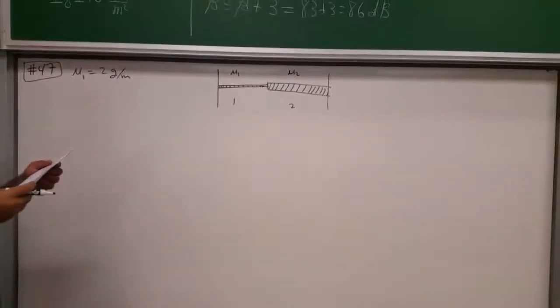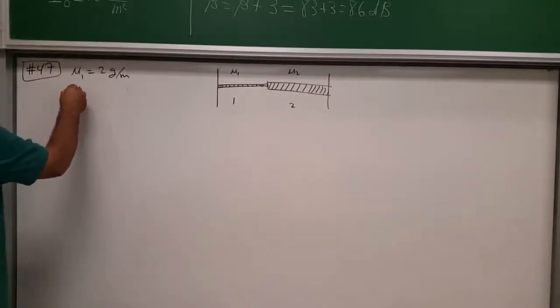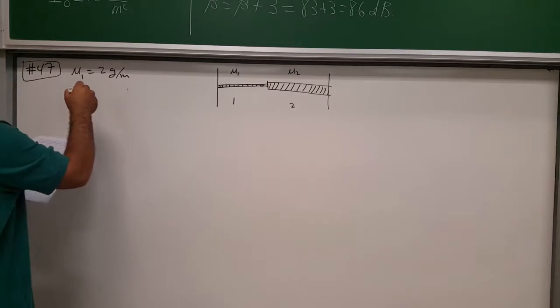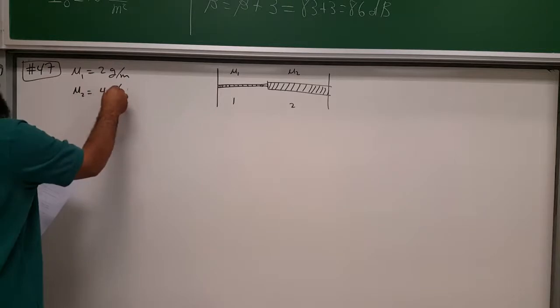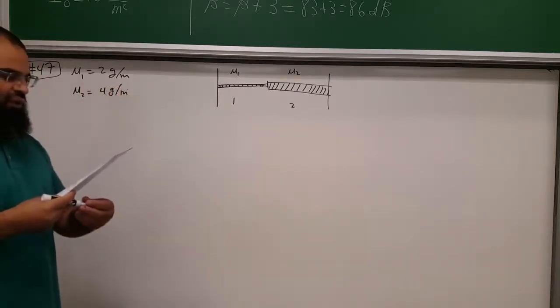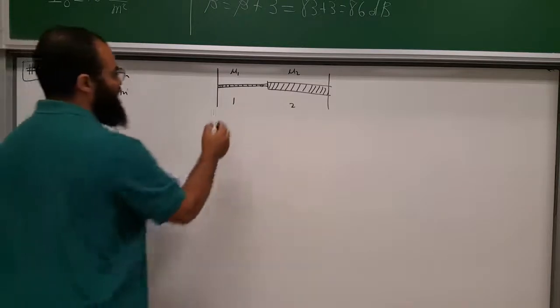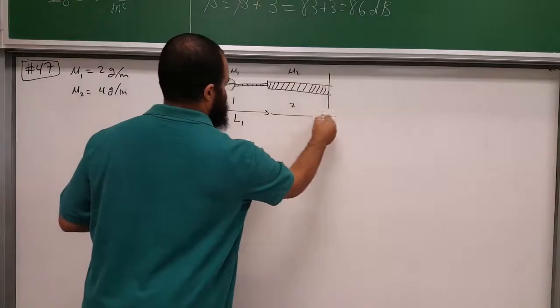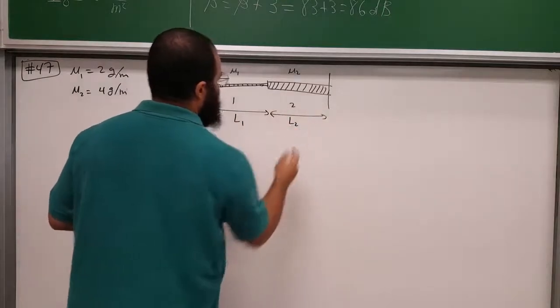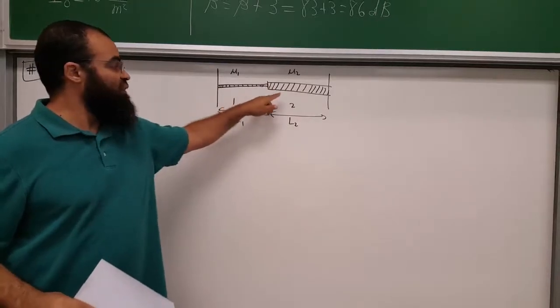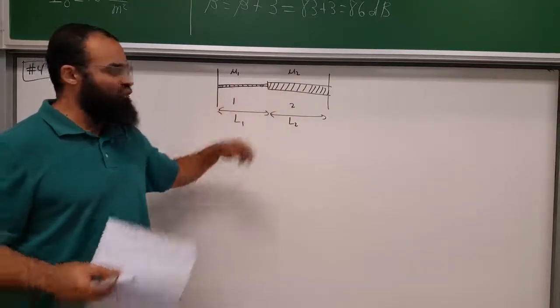Rope 2 has a linear density mu2 equal to 4 grams per meter. This one here has length L1, and this one here is length L2. As you might expect, the tension will be the same throughout. It has to be the same, otherwise the ropes would have to move left to right.